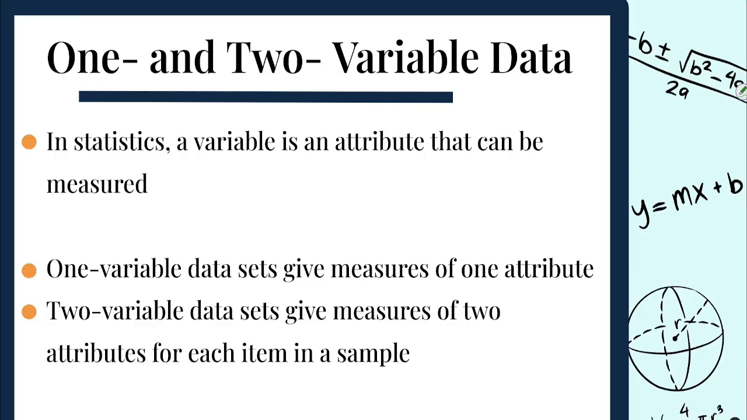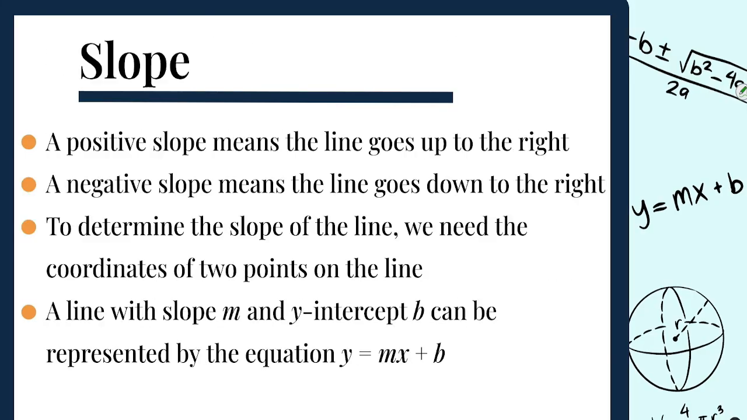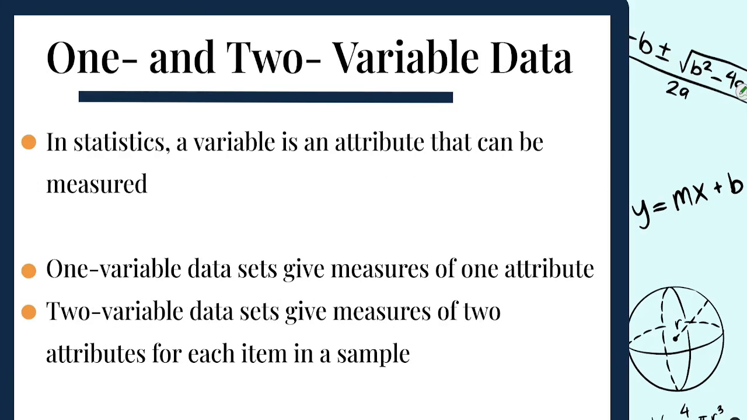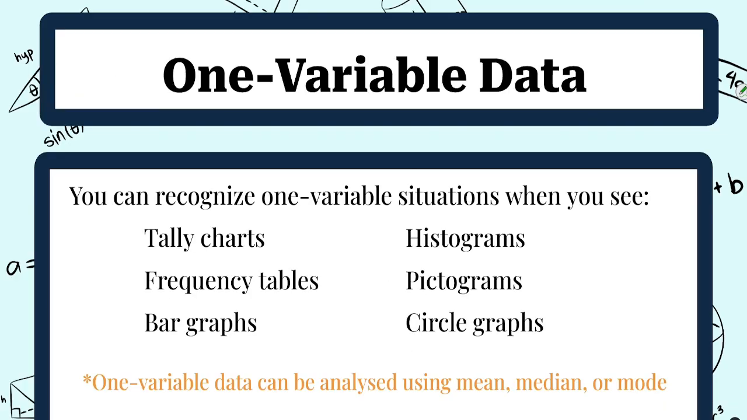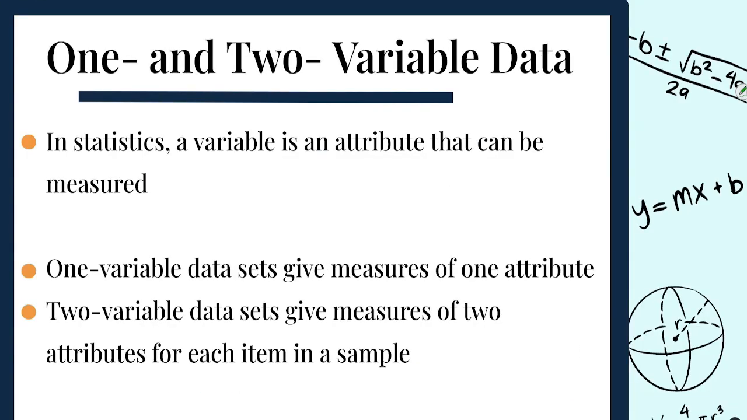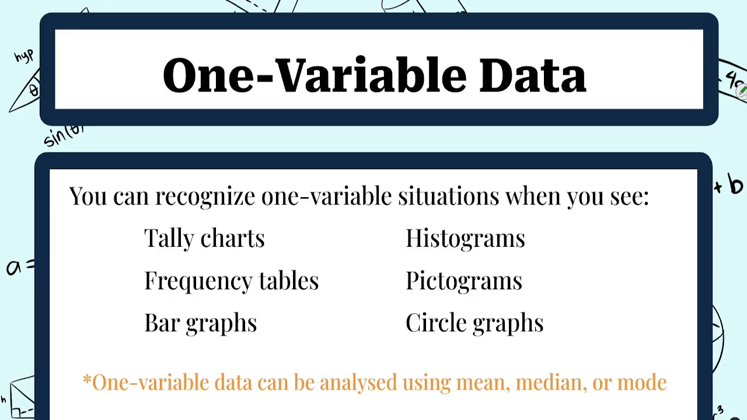Looking at our 1 and 2 variable data, in statistics, a variable is an attribute that can be measured. One variable data set gives measures of one attribute. 2 variable data sets give measures of 2 attributes for each item in a sample.